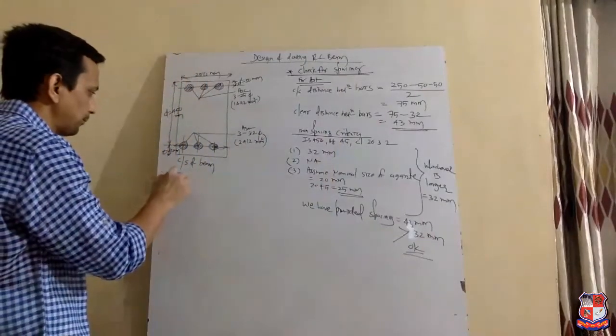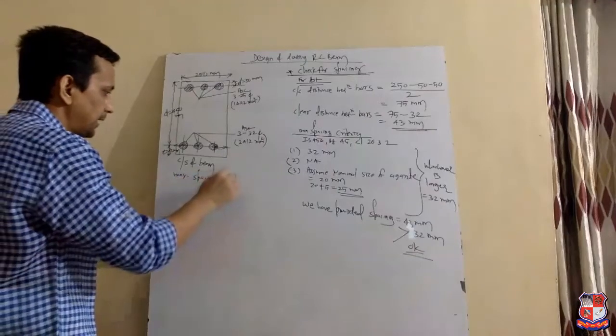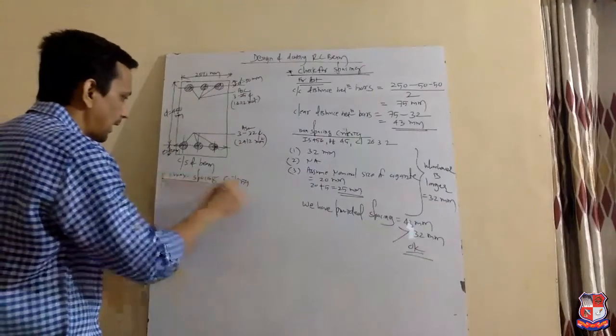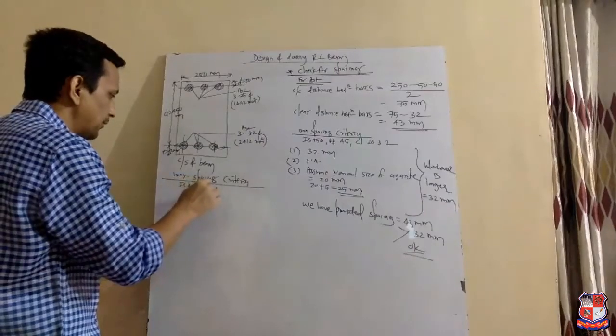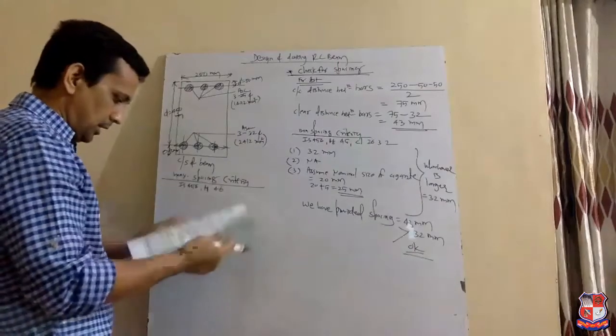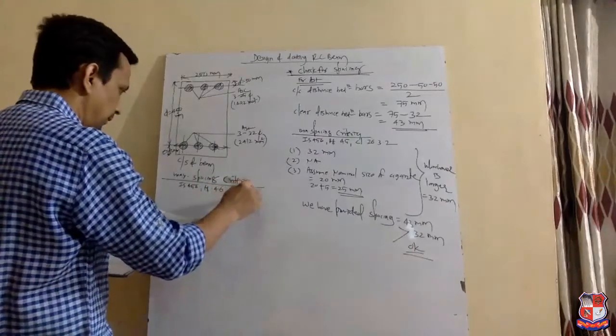Now, the maximum spacing criteria. So what IS has recommended, IS 456, page number 46, Table 15.